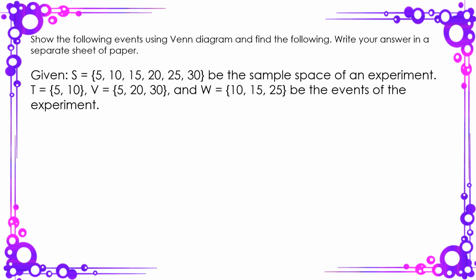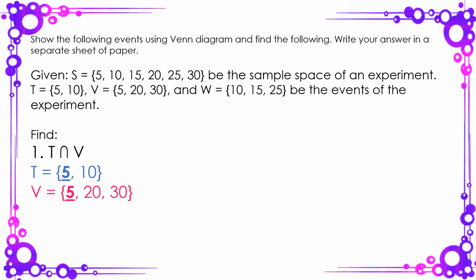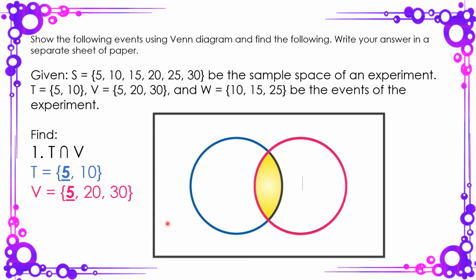So again, this is our given, and our task is to find T intersection V. So the given here for T is 5 and 10, and for V is 5, 20, and 30. So again, we need to find the T intersection V. The first thing that you do is to list down the given. And then we are asked to create a Venn diagram. So this is what the Venn diagram for intersection looks like, and do not forget to write the universal symbol.